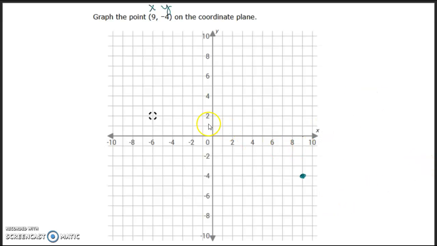It just says graph the point, and so your little symbol will look like this, and you'll just click on it. I know this week might sound super easy, but the reason why it's a good review for this week is just being really comfortable with the coordinate plane.